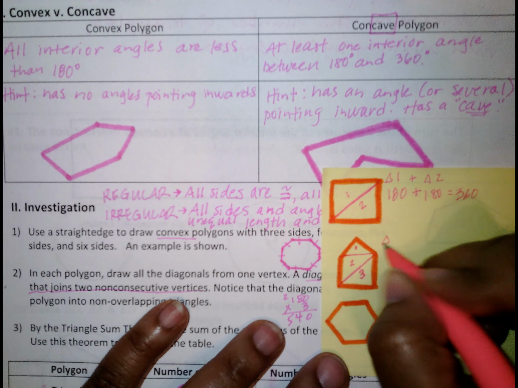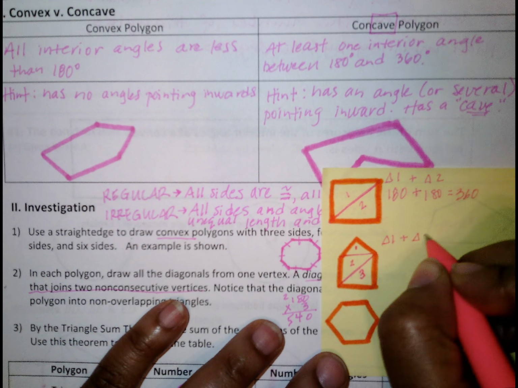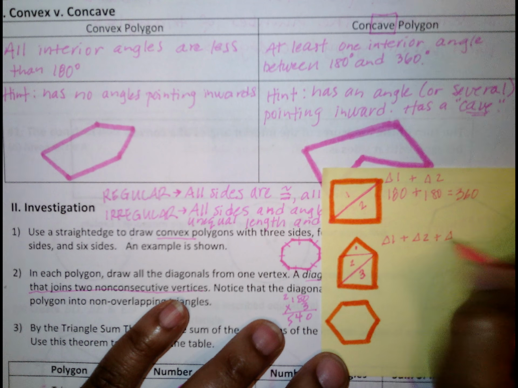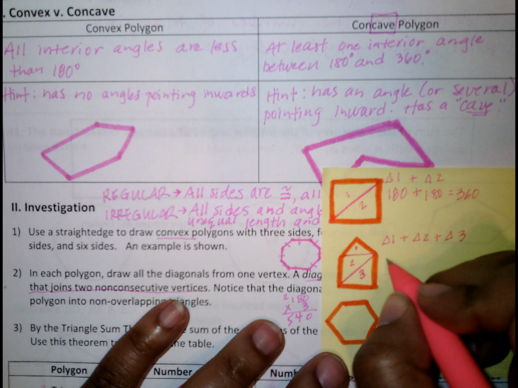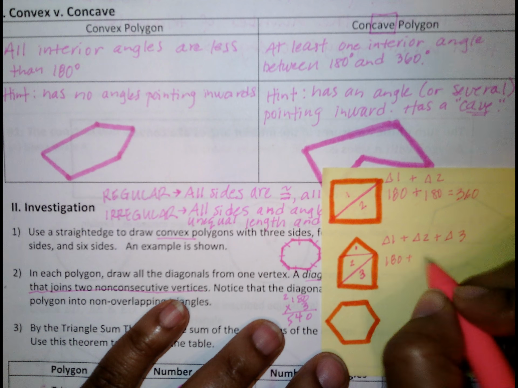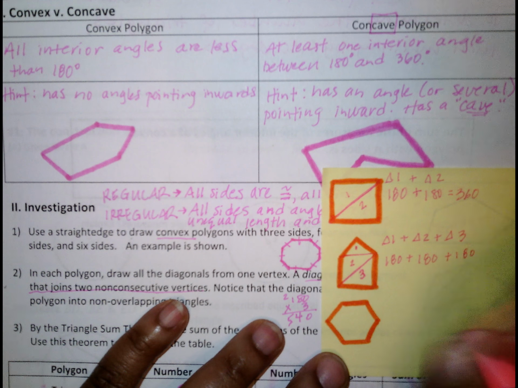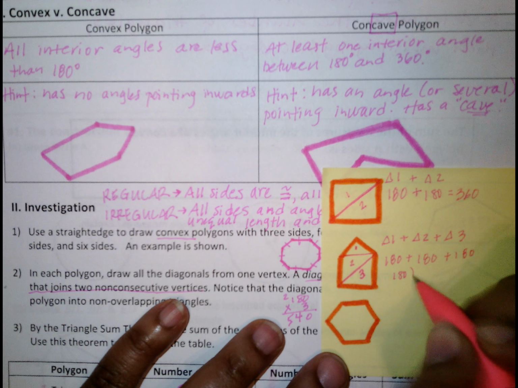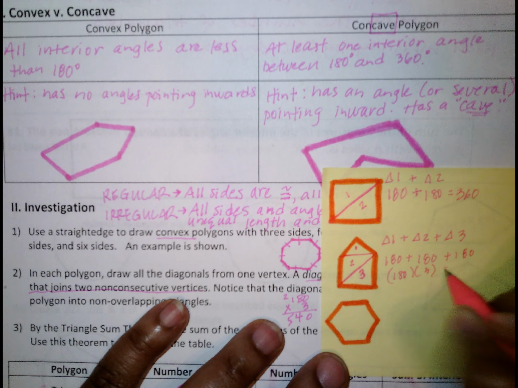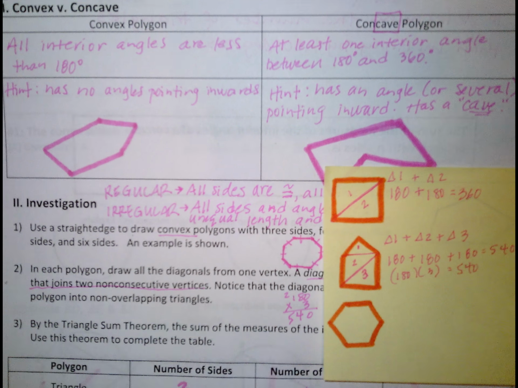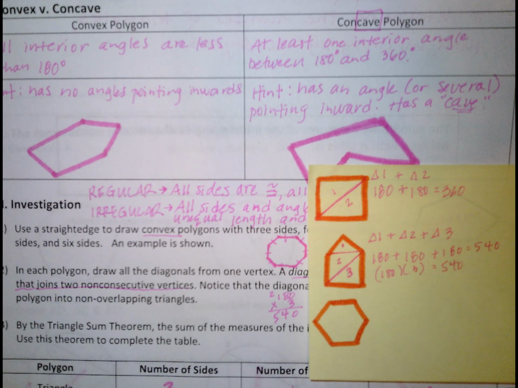So we took triangle 1 plus triangle 2 plus triangle 3. And that's 180 plus 180 plus 180. Or we could look at it as 180 times 3. And that would give us 540, okay? So the sum of the interior angles of a pentagon is 540, which we saw in the investigation.